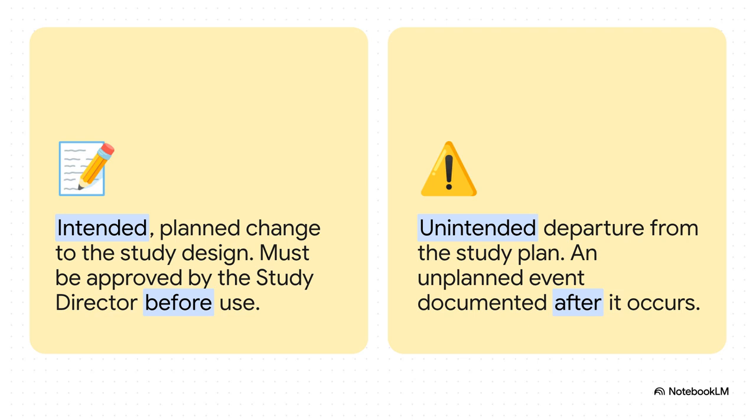Think of it this way. An amendment is a planned change. It's intentional. Dr. Sharma decides she needs to add a new data collection point to Project Catalyst. That's an amendment. She has to document it and approve it before it happens. A deviation, on the other hand, is an unplanned departure. It's reactive. An instrument breaks down unexpectedly. That's a deviation, and we have to document it after it happens.